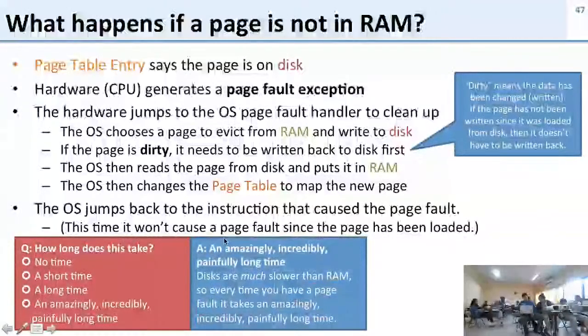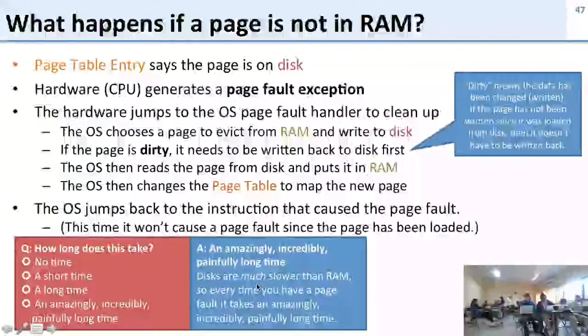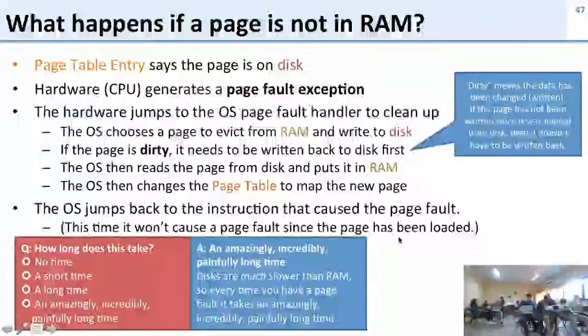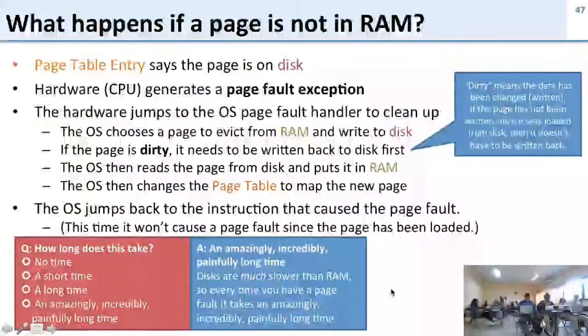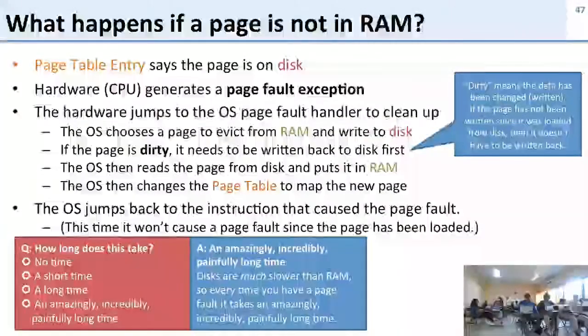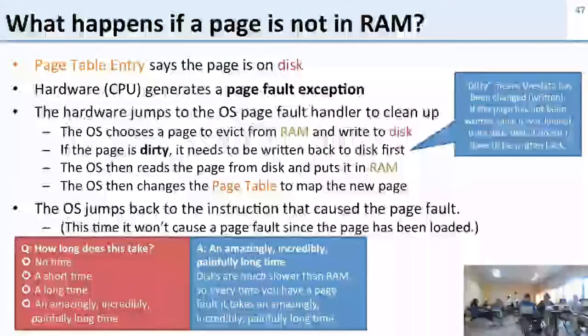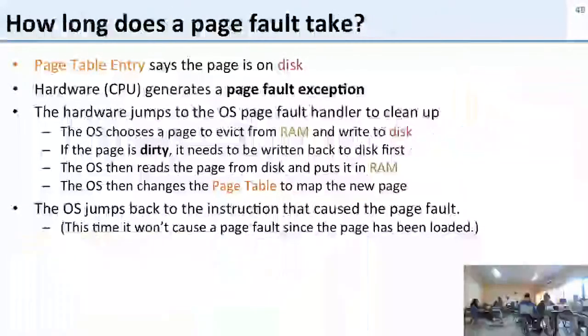Well, the answer is this last one, an amazingly, incredibly, painfully long time. Disks are so much slower than RAM that every time you have a page fault, it takes forever. In fact, when a program has a page fault, the operating system decides it's going to take so long to handle that it goes and finds another program to run instead, because it knows it's going to take forever for you to get your data back, and there's no point in having the program waiting. It's going to find some other work to do instead of your work.